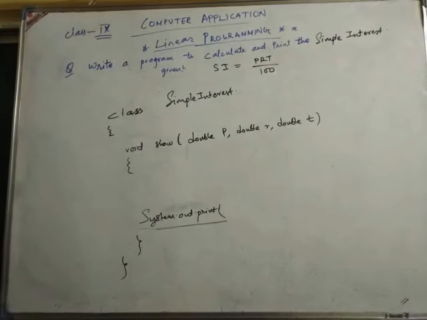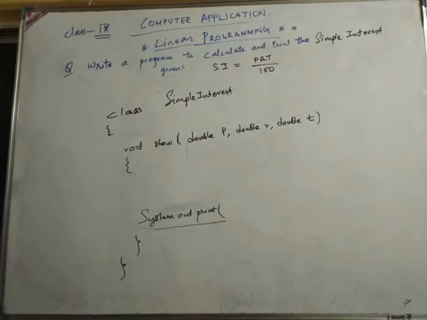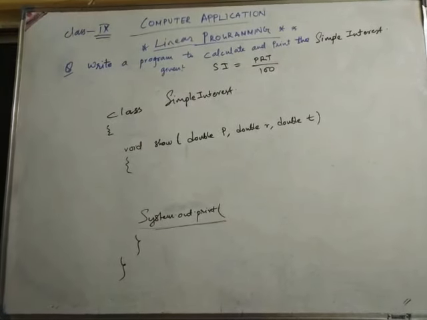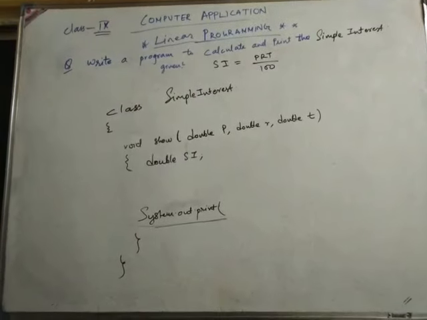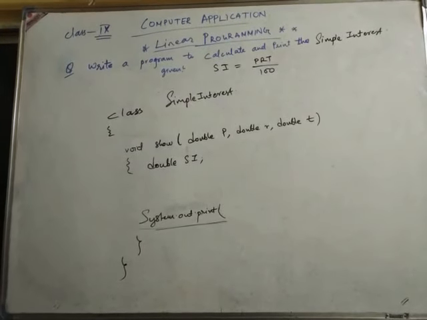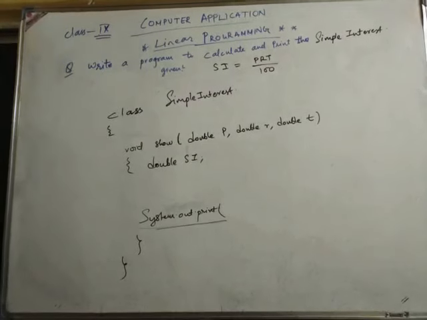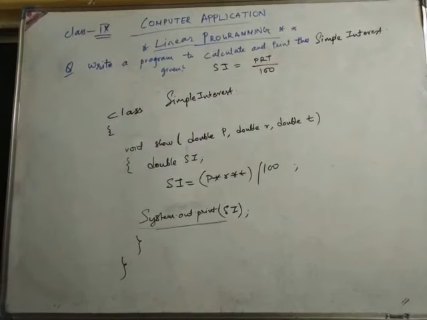After writing this, taking the input, we have to calculate. What do we need to calculate? Simple interest. At the end the simple interest will come as a decimal answer, so we have to take double SI. Now we have to calculate SI. SI will be equal to PRT by 100. You know how to write this in Java? We write SI equals P into R into T, whole divided by 100. This is how you have calculated simple interest SI, and then we printed System.out.print SI.